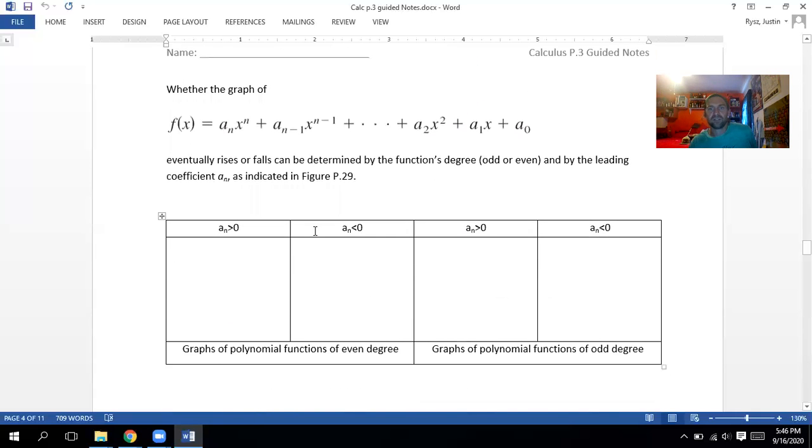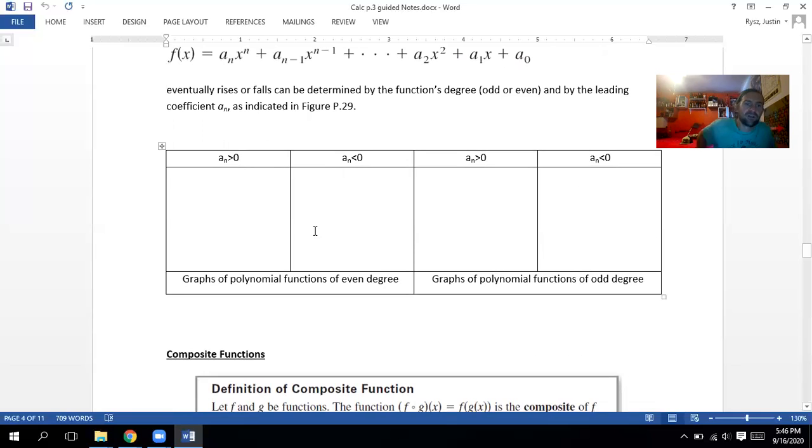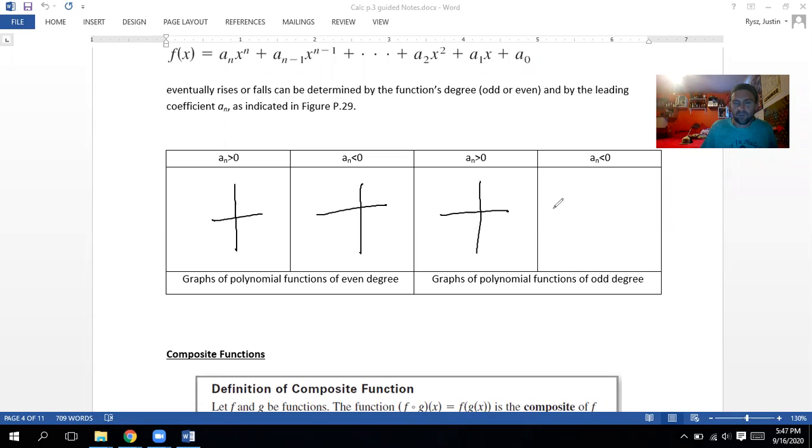So the one thing I want to make sure you guys know is whether the function is even or odd degree, and whether the leading coefficient is positive or negative, and how that affects the graph. So let's just kind of review here. Make sure you have this information remembered. So I'm going to make 4 graphs here. Why is this just the worst of writing? Okay, we'll get better.